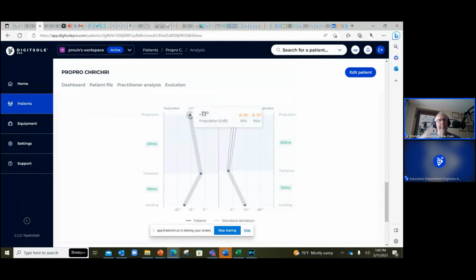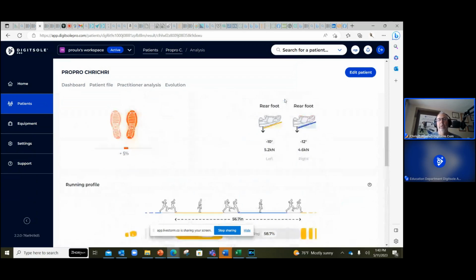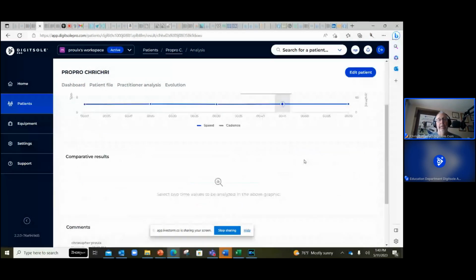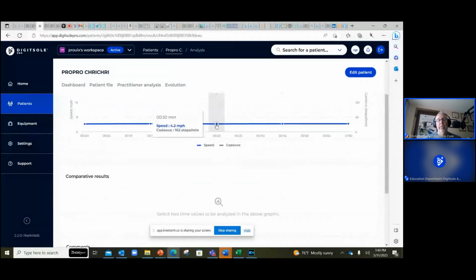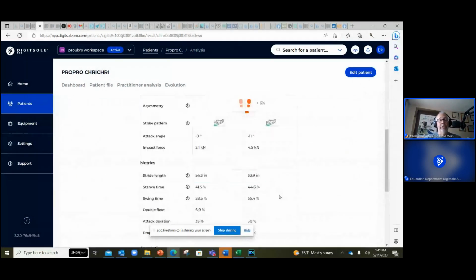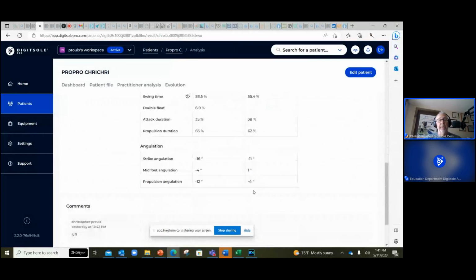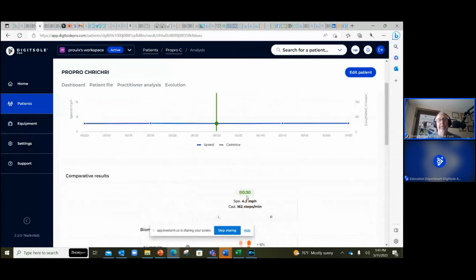So I'm not getting the most out of propulsion, but yet that was my longest stride on that left side. So we need to dig a little bit deeper in terms of what is going on and what I want to correct, because it's different than the walking. We don't have as much data. So same thing, I can choose a moment in time to look at those particular characteristics, and they're fairly consistent.